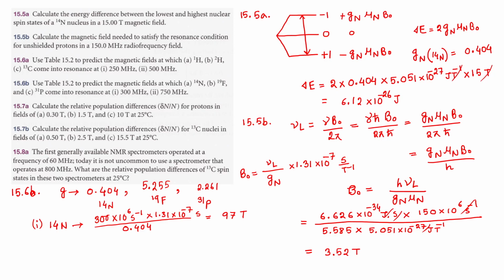Okay, now what about 750 megahertz? When this is increasing, then your gap between the two states will again increase, right? So that would be something around 243.